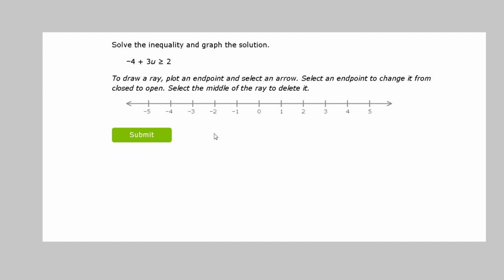So let's get into this question here. We have negative 4 plus 3u is greater than or equal to 2. So remember what the goal always is. Even with inequalities, we still want to get the variable all by itself.